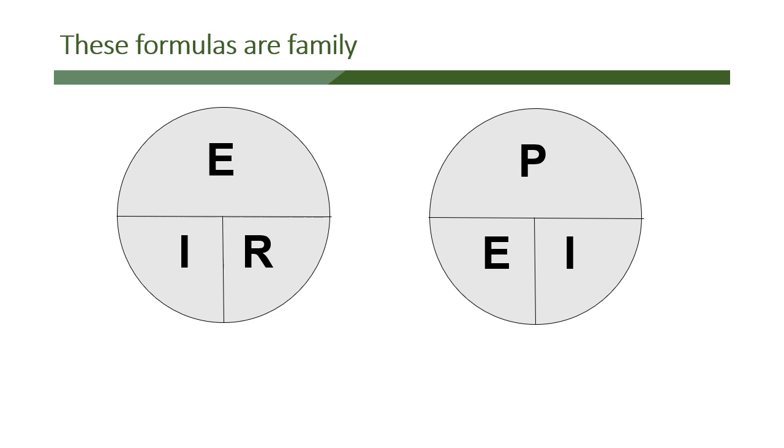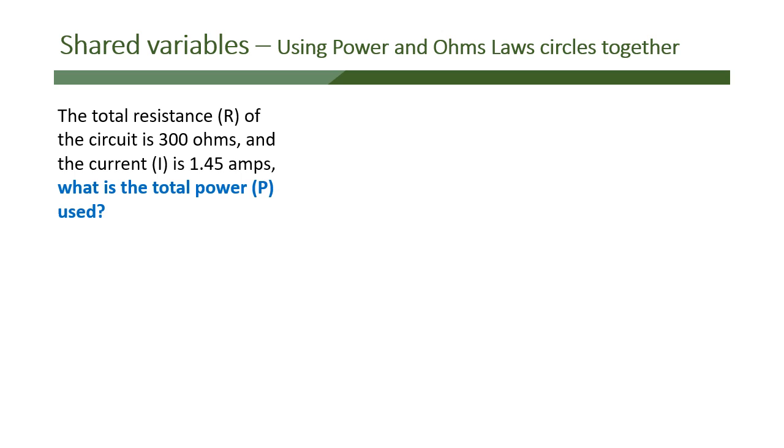Now these formulas, you can see there's a relationship between E equals I times R and P equals I times E. When you look at the relationship, you can see they share some values, because they're in the same family. And there's a relationship between these formulas. So let's look at what happens here with the shared values.